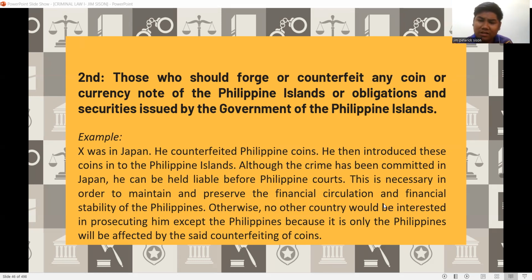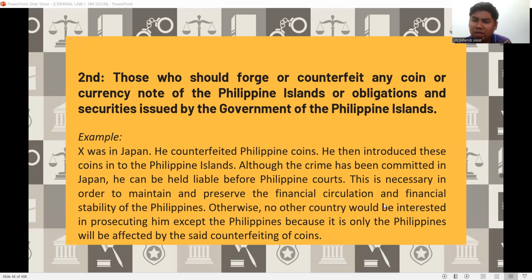Okay? Because it is only the Philippines that will be affected by said counterfeiting of coins. That is why, okay? If ever you counterfeit coins or currency notes, paper bills belonging to the Philippines, even if you are outside the country, maybe let's say you're in the US or Japan, Philippine laws will have jurisdiction over you. Philippine courts will have jurisdiction over you.